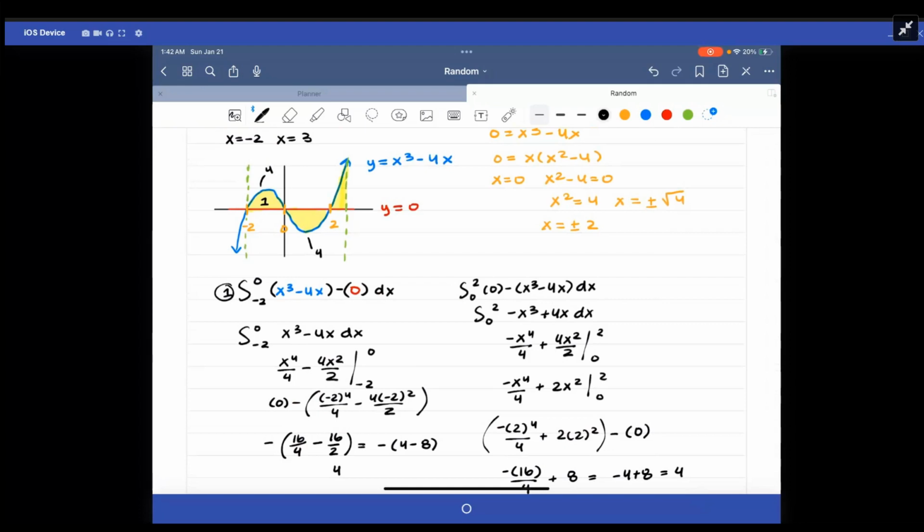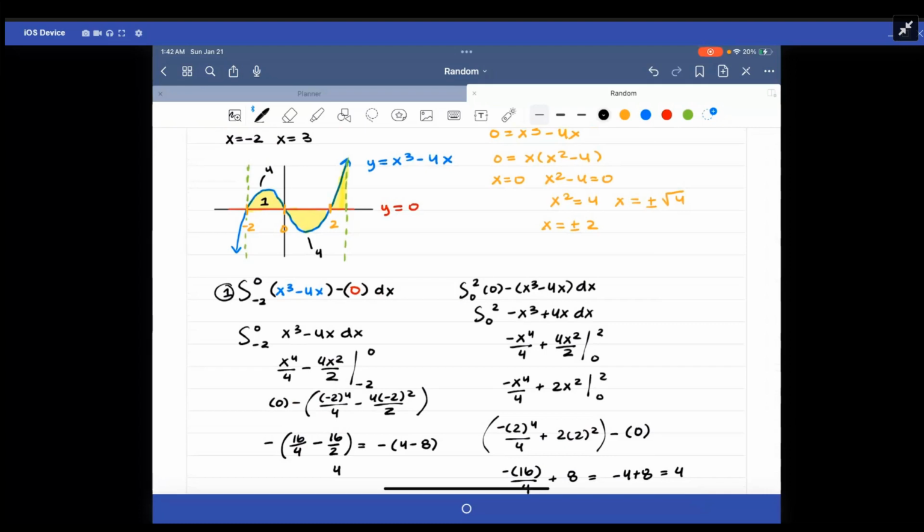Okay, and then let's do the last integral. So that's 2 to 3 because we are going from negative 2 to 3. So 2 to 3. The top equation is the blue one. The bottom equation is the red one. So x cubed minus 4x minus the x-axis, which is just 0.